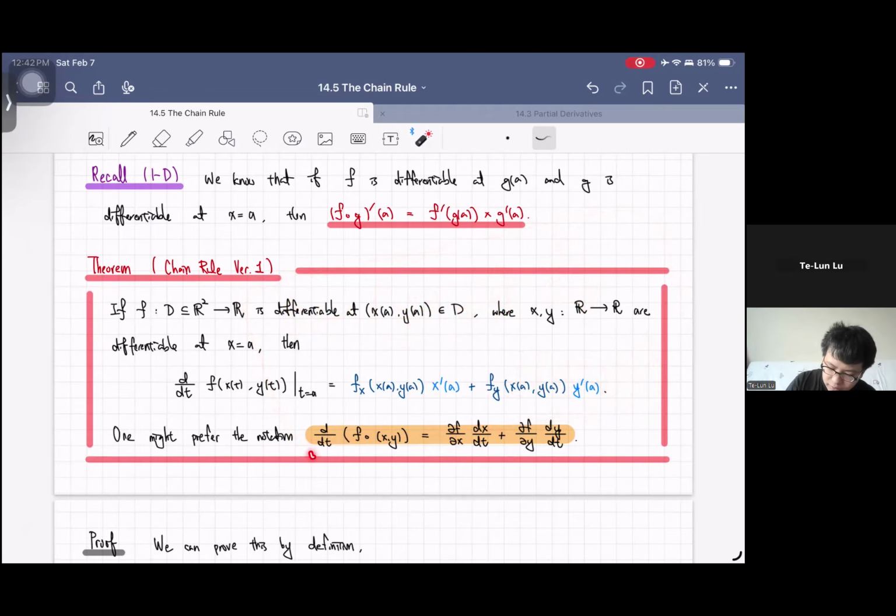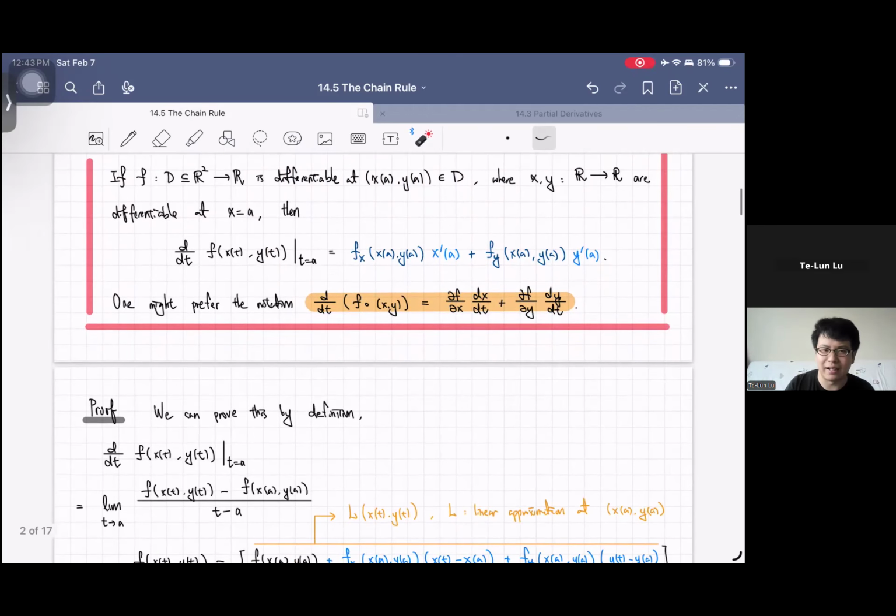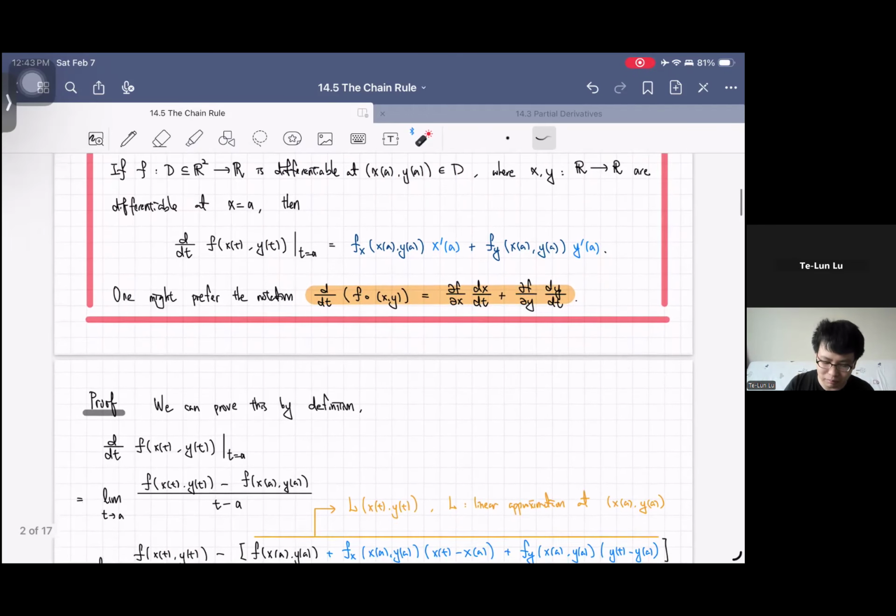So this function has derivative being partial f partial x, which corresponds to this part, and dx/dt, which corresponds to this part, together with these two terms. Okay, so it looks a little bit different from our usual one-dimensional chain rule, but we will see soon why this is the case. So now let us prove this theorem, which is kind of intuitive from the definition.